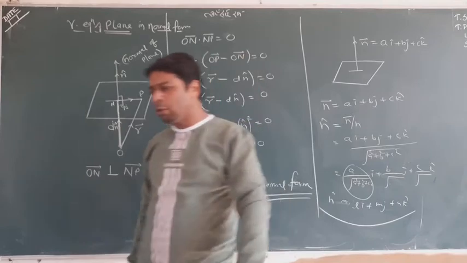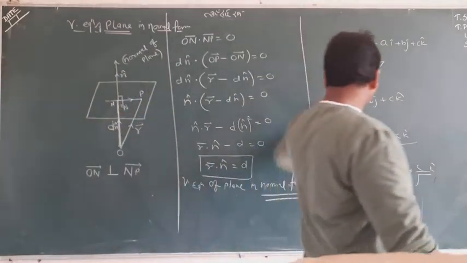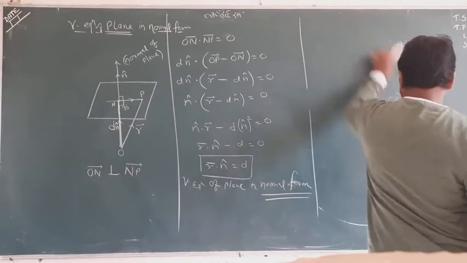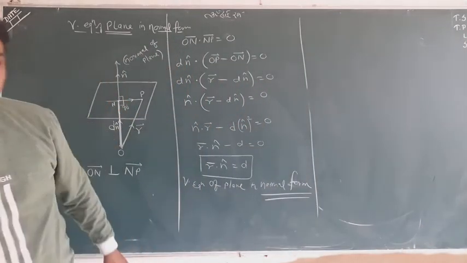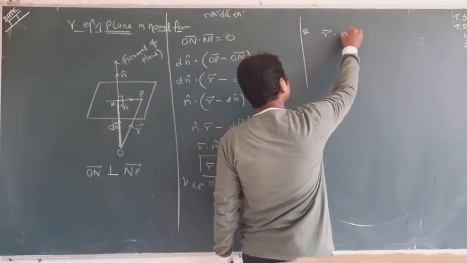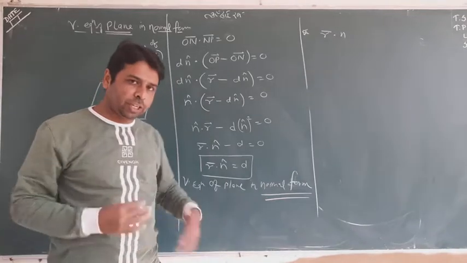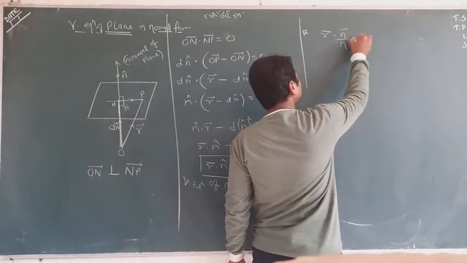So we have to be familiar with the language of the question. Definitely we'll look at the examples. First of all, I want to extend the study a little bit here. This is my normal form. And I want to do something here. Look at it, can you see? R dot n cap. I'm changing it a little bit. I'm writing n cap as vector n upon mod n, equal to d.